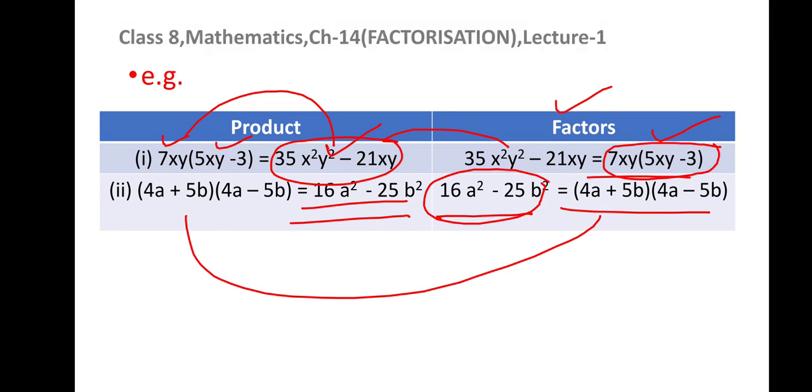I hope you have understood what are factors and what is factorization. What do you mean by factorization? The process of finding two or more expressions whose product is the given expression is called factorization, or finding the factors of an algebraic expression is called factorization. It is the reverse process of multiplication.